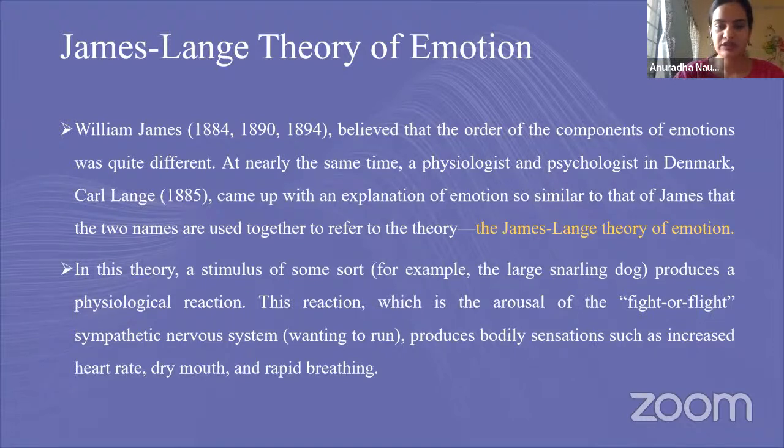In this theory, a stimulus of some sort produces a physiological reaction. Example, you're walking down the street and you see a dog. Now, what will be your reaction? Based on your internal mechanism, it will be either to fight the situation or run away from the situation, which we in psychology call the fight or flight mechanism. So what James Lange said is that there will be some stimulus, and based on that stimulus, our body will produce a physiological reaction, and then we'll experience the emotion.